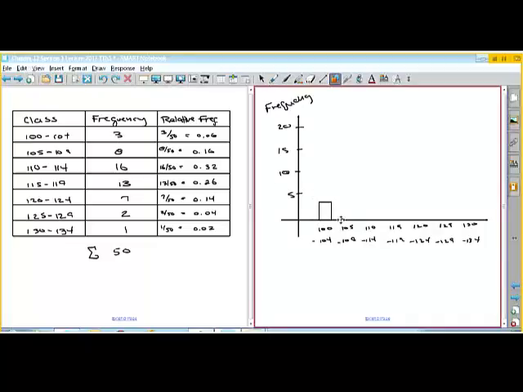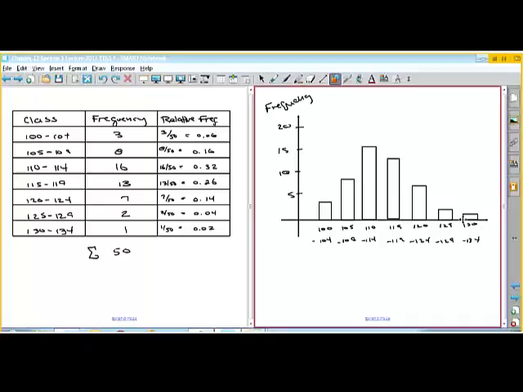So this needs to be 3 units high. The next one would be 8 units high, which would be about right there. The next one would be 16, so that goes up to about there. The next one is 13, so that goes to about there. What I'm doing is looking over here and finding out the height to approximate these things. The next one is 7, so I draw a bar about 7 units high, and then 2 units high and 1 unit high. And if I had a piece of graph paper, I could do this more accurately.